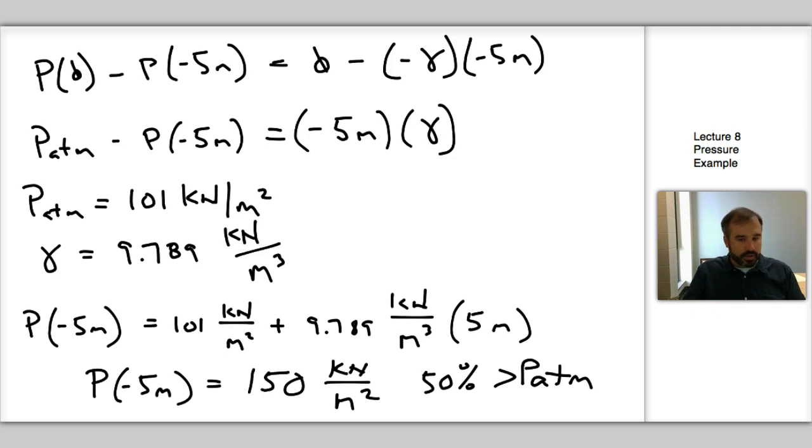All right, we could do the same thing in English units, but I'm not going to go through that right now. I think you can work that out on your own. But again, the thing to remember is that the pressure in a fluid is determined by the weight of the fluid over that point. Okay. Next, we'll look at a slightly different example.